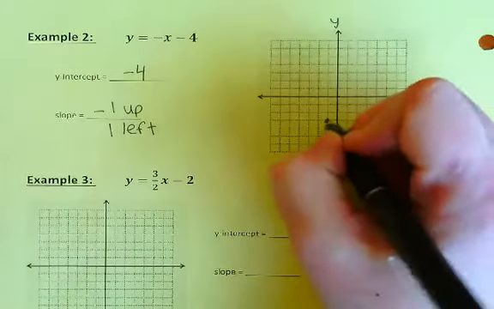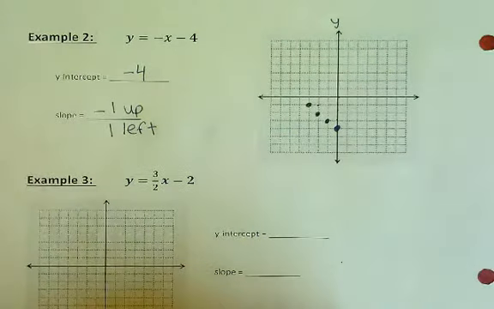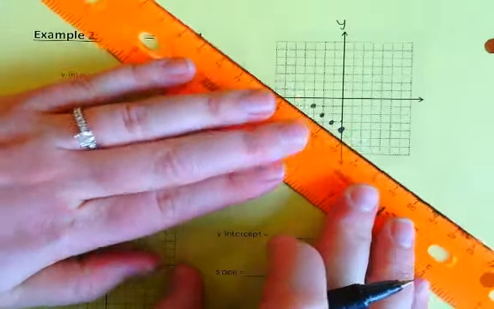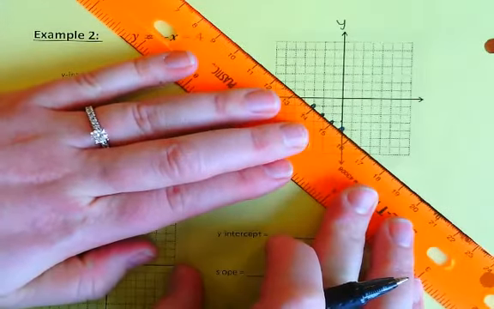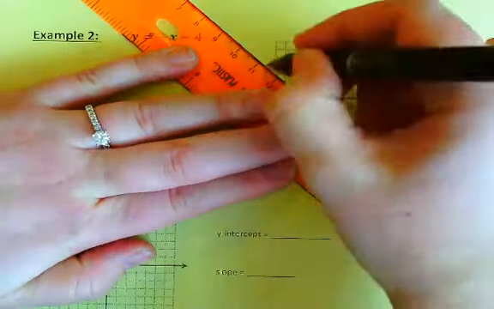So up and to the left. Up one. And then I'm going to use my ruler to connect my points, making sure the arrows at the end go off the grid.